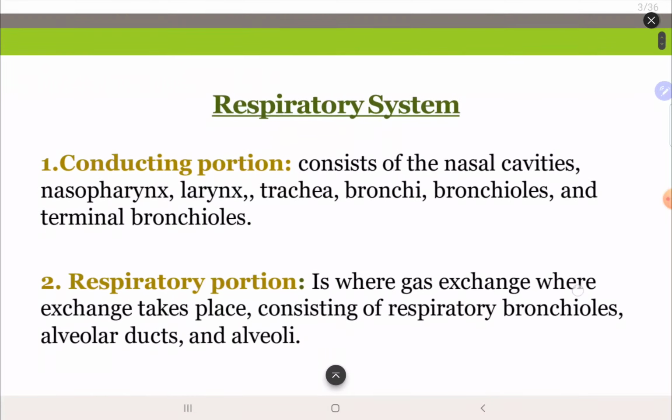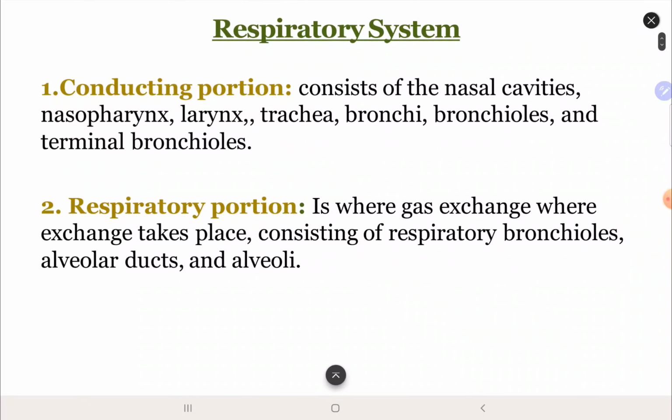Regarding the conducting portion, anatomically it consists of the nasal cavities, nasopharynx, larynx, trachea, bronchi, bronchioles, and lastly the terminal bronchiole. So the terminal bronchiole would be the last part of the conducting portion. After that, the respiratory portion starts. It's where the gas exchange occurs, and it consists of three parts. The respiratory bronchiole later on opens to alveolar ducts, and the alveolar ducts open to the alveolar sacs or alveoli.